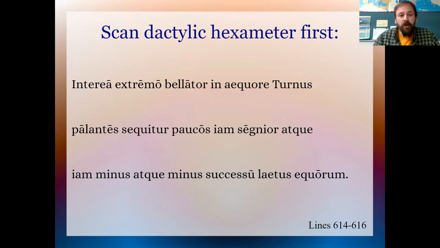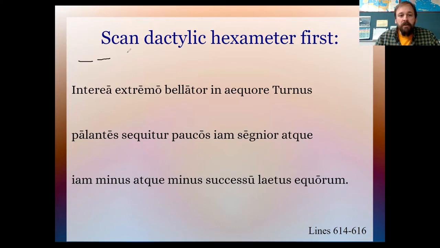Inter re extremo bellator in aequore Turnus, Palantes sequitur paucos, iam senior atque iam minus successu, litus et quorum. Dactylic hexameter. Remember, in dactylic hexameter we are looking for spondees and dactyls. We're going to use these two different feet in order to make an entire line.